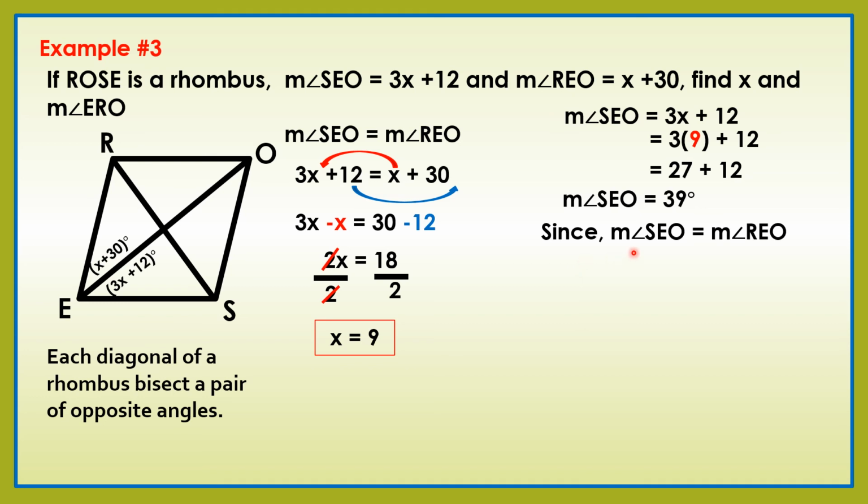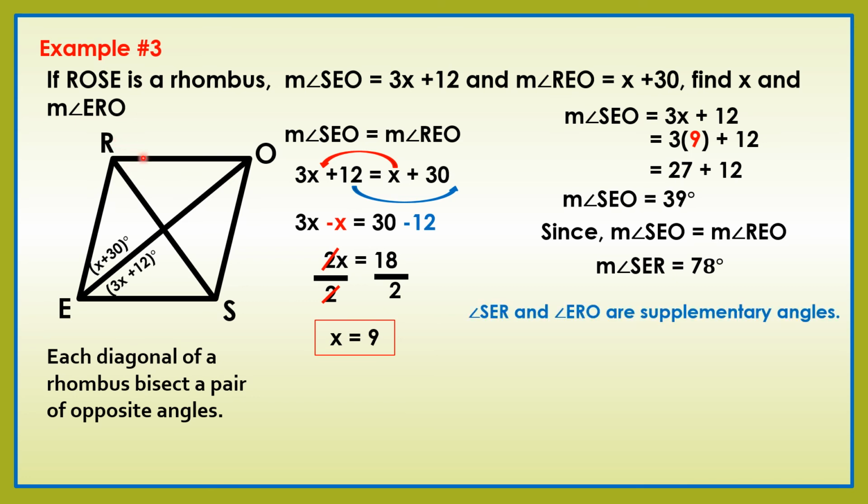So, we can say now that measure of angle SEO is equal to the measure of angle REO. Therefore, yung measure ng SER, so yung isang buo na, that is 78 degrees. Kasi 39 to, 39 yung kabila. So, ang total niya ay 78 degrees. So, since ang hinahanap natin dito ay measure ng angle ERO. So, yung kabilang angle. So, kunin natin ang relationship ng dalawa.